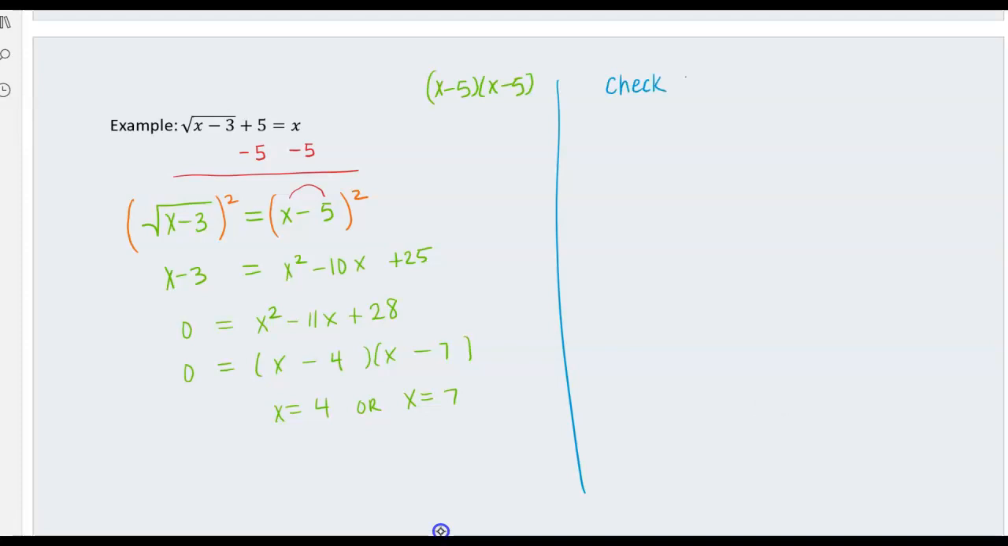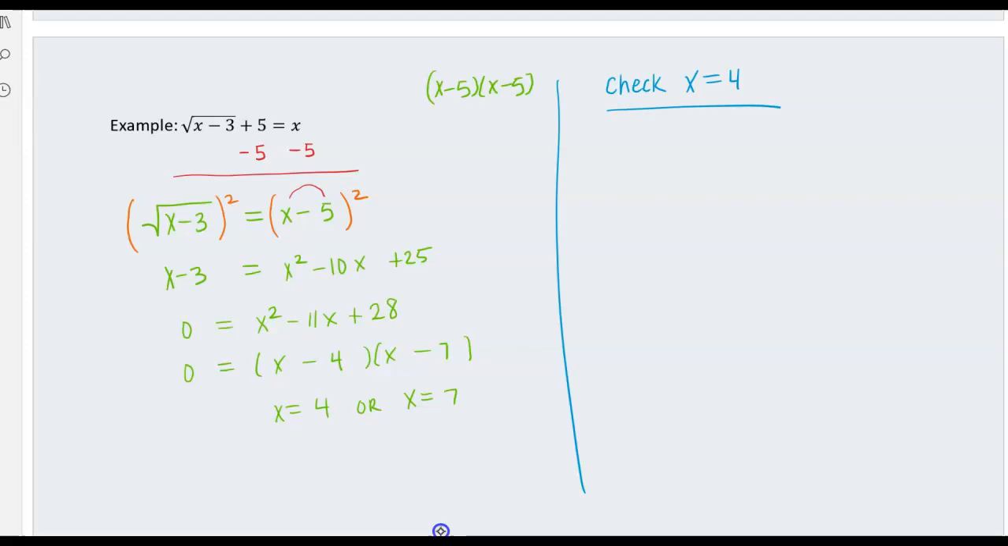Let's start by checking x equals 4. One of the things that happens sometimes when you square a square root is it creates artificial solutions. This happens a lot in trigonometry when you're solving equations. If you have to square both sides of an equation to use some of the identities, sometimes you get answers that are not within the true answer key and you need to reject them. So I think that's going to happen in this example.